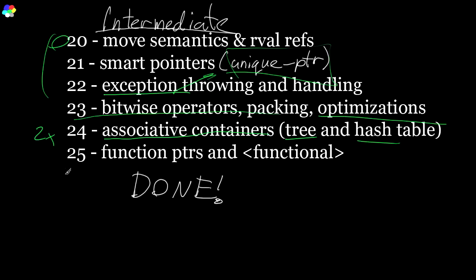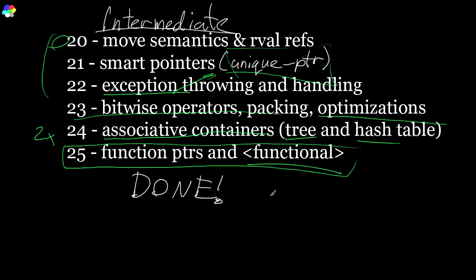And to wrap things up, I'm going to be talking about functionals, about function objects, and also function pointers. That is going to tie nicely in with associative containers. I often use these guys together, as you will see. And then we're done with intermediate, and we're ready to start the final series in the core C++ program.